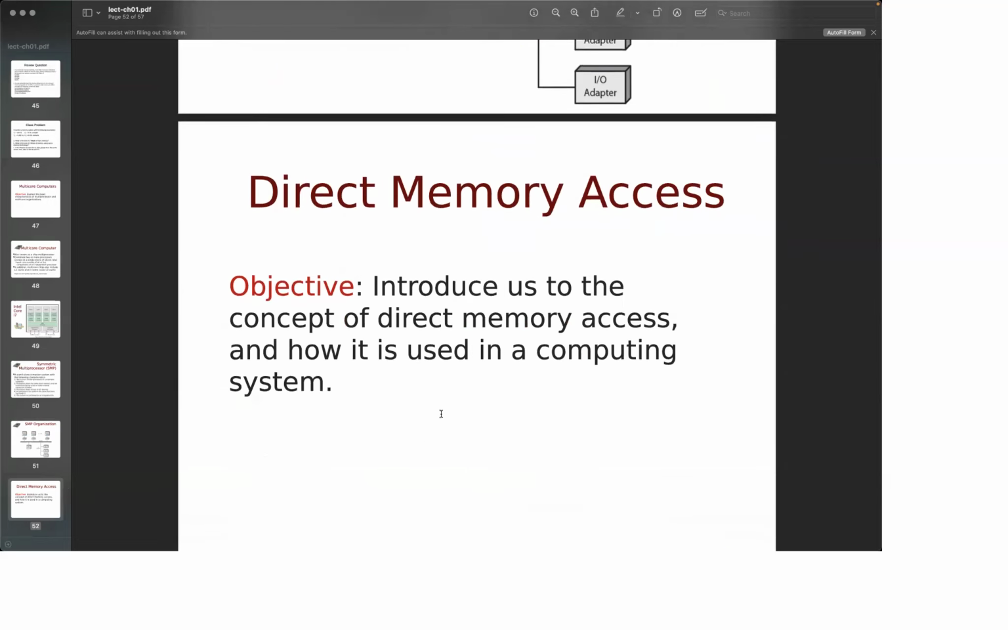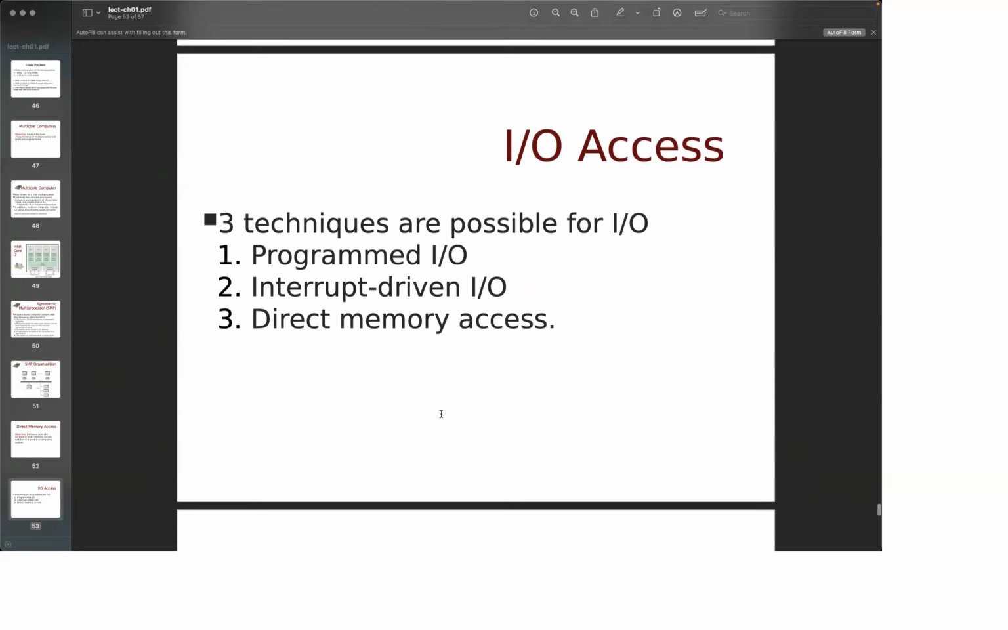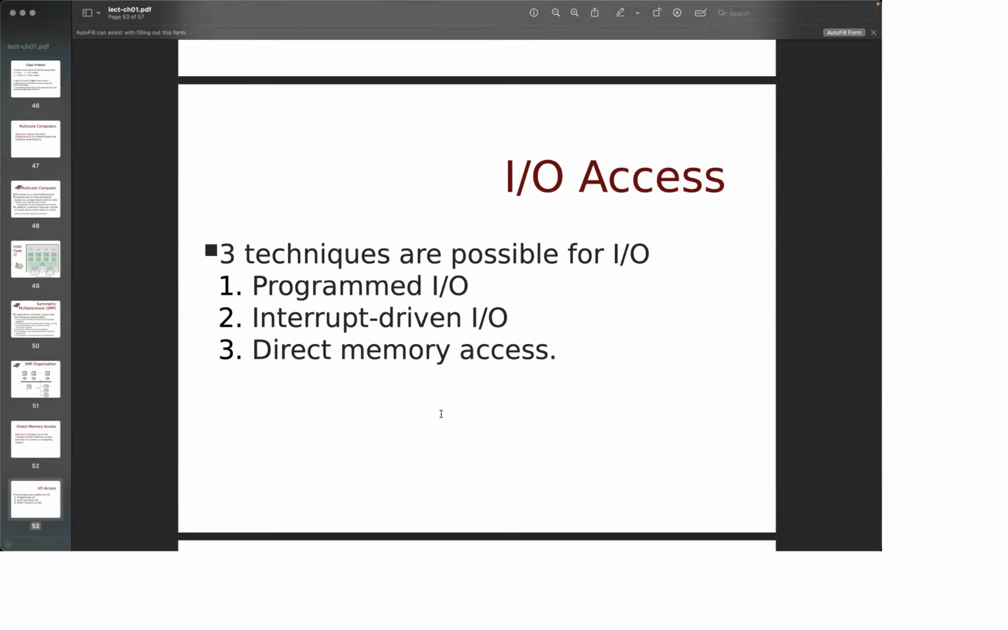Before we move on, because of the time, I will just cover the part on direct memory access. So we know what direct memory access is and how it works. What is the IO access? There are three possibilities: programmed IO, interrupt-driven IO, and then direct memory access.